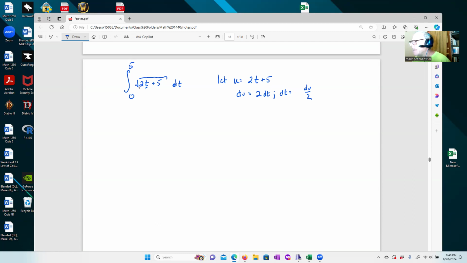So we're going to say when t equals 0, u equals 2 times 0 plus 5. 2 times 0 is 0, plus 5, we end up with 5. When t equals 5, u equals 2 times 5 plus 5. So we end up with 2 times 5 is 10, plus 5 is equal to 15. So we're going to go from 5 to 15. Okay, so we're changing our limits of integration.